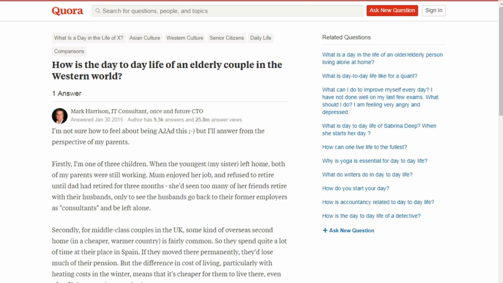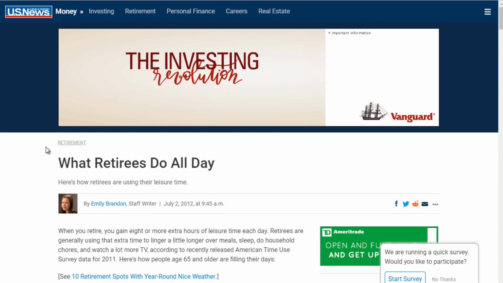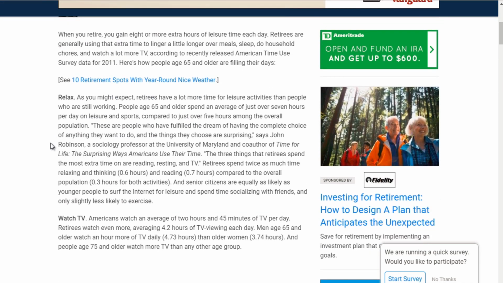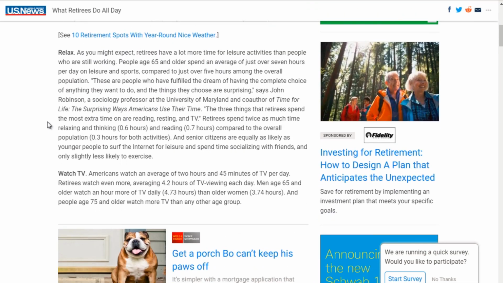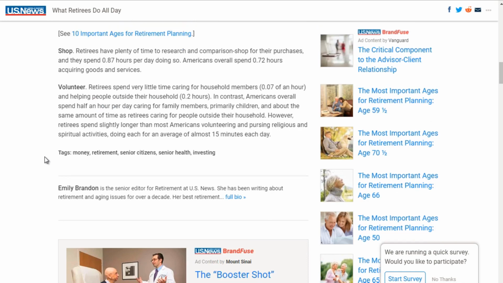Then the next thing to do is go to actual forums and figure out what they are talking about. That way you get it from the perspective of maybe their kids or somebody else's perspective, and then you get their perspective from themselves as well. Then you can measure the two, compare the two, and figure out what the similarities are. It says here, what do retirees do all day? It says they relax, they watch TV, sleep, they do household chores, they eat and drink and work and shop and volunteer and so forth.